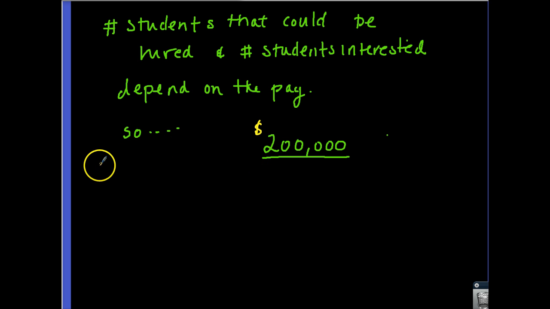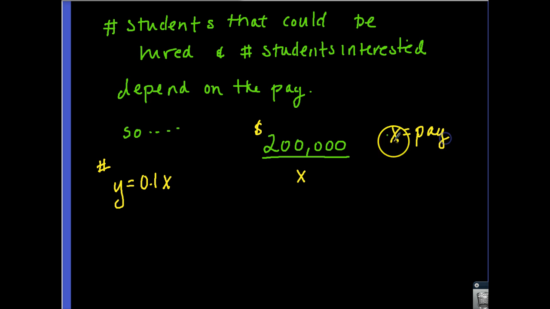So this is what we know: the number of students interested in work, the equation that we just found, was y = 0.1x, and the amount of pay that we have is 200,000, and we divide by the amount of pay. Remember, x is equal to pay. Dividing by the amount that we're going to pay, we're going to find about how many students we can hire. Does that make sense?